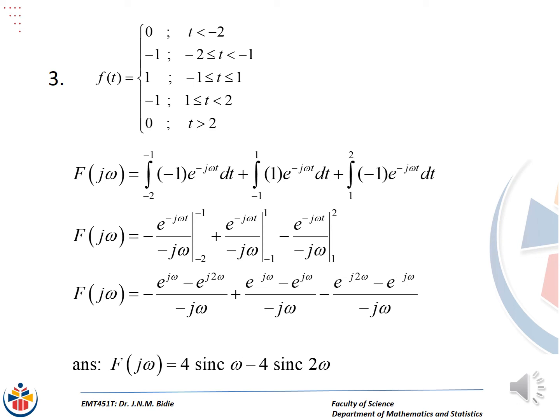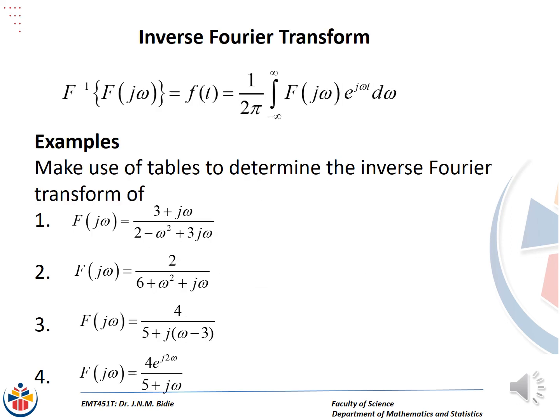What I need you to do is to take this to the final answer. I would suggest that you take out 1 over j omega or negative 1 over j omega and then simplify, combining the terms that go together, and check whether you're going to get the final answer. Then we move on to the inverse Fourier transform.